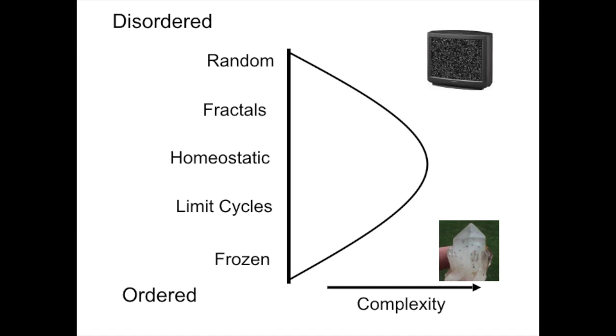One thing that kind of came out of chaos theory is the idea that there is this continuum between disordered systems and highly ordered systems. And the most complex systems that we know of are chaotic and exist right in the middle of this range.